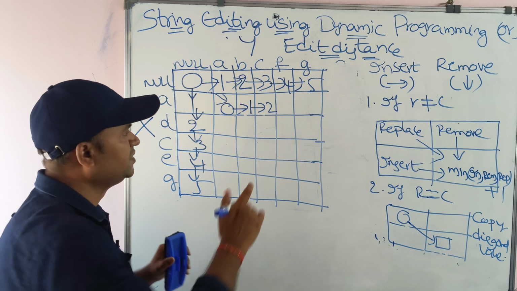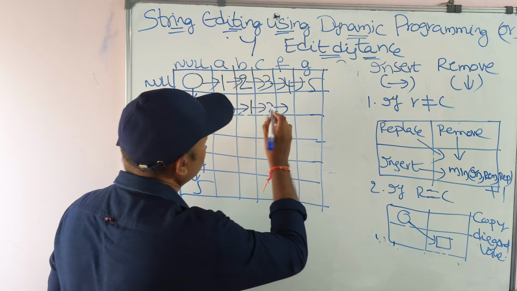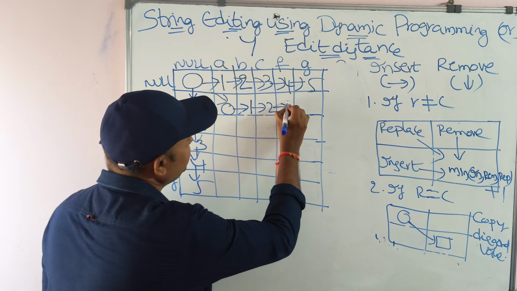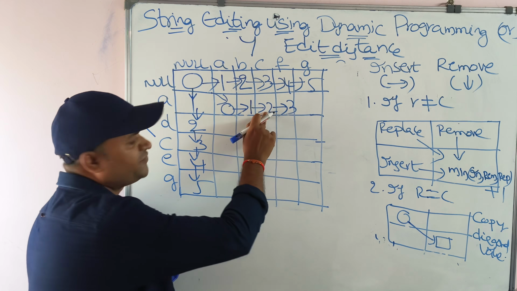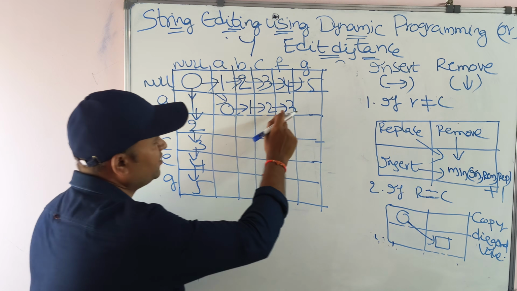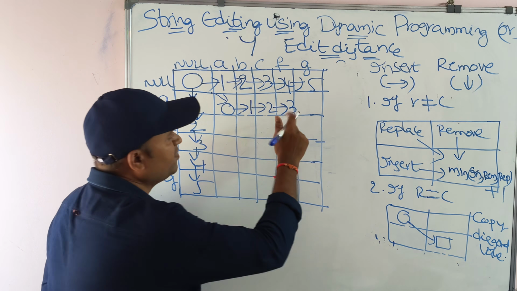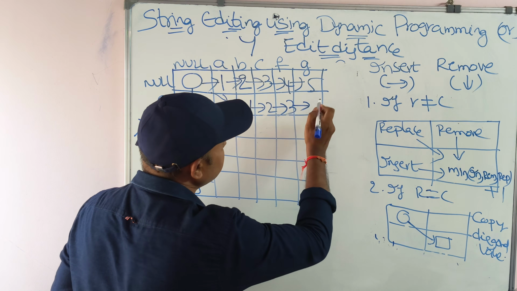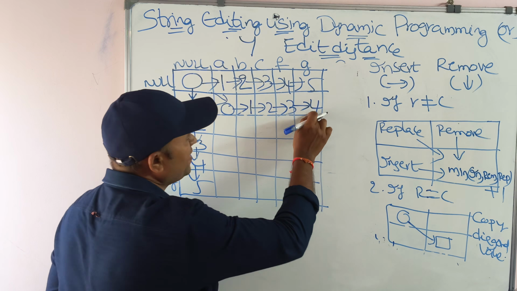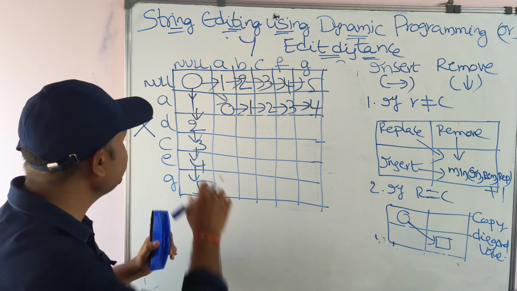2, 3, 4. Out of 2, 3, 4, the minimum number is 2. So 2 plus 1 means 3. This 3 value is coming from this 2. So use horizontal arrow. Out of 3, 4, 5, which is the minimum number? 3 is the minimum number. So 3 plus 1 means 4. So this 4 value is coming from this 3. Let us fill this row.